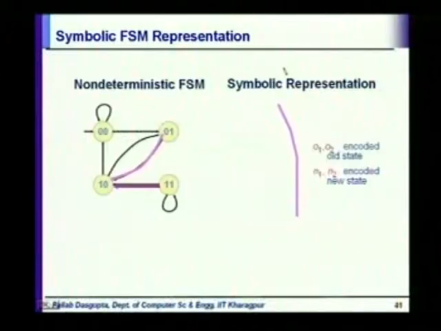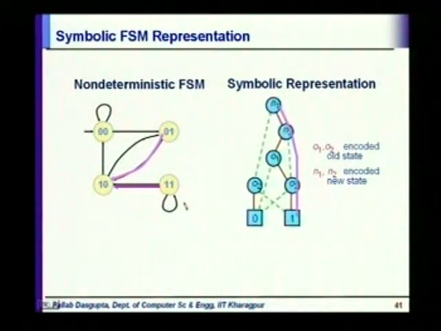Let us see an example. Here is a finite state machine where you have 0 0, 0 1, 1 0, 1 1 as the different states. So, there are 4 states here. This is a BDD corresponding to this particular state machine. Now, let us see some of the transitions. From 0 0 to 0 0 is a valid transition here.